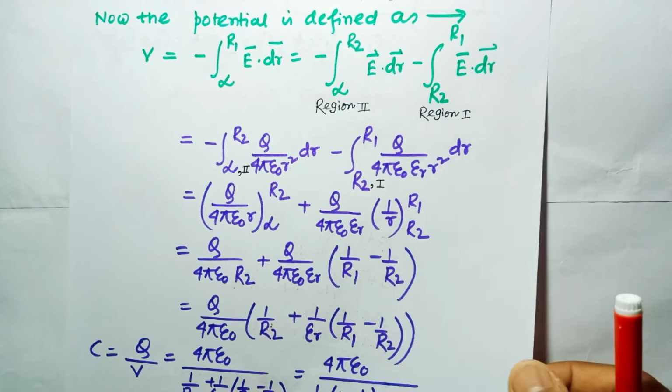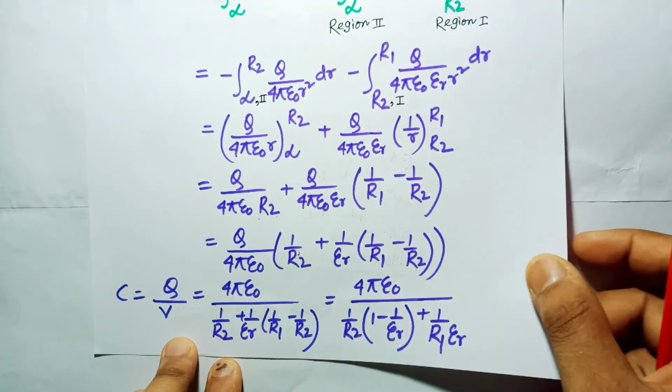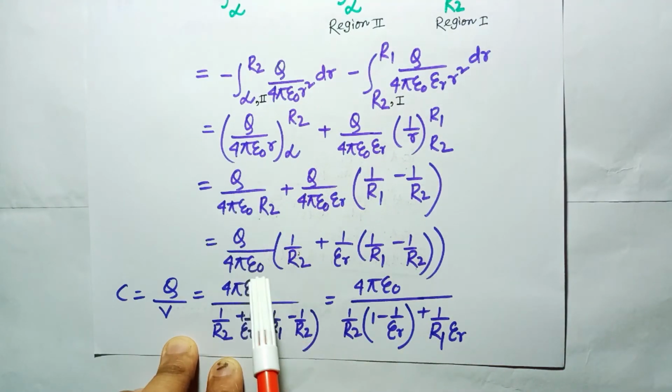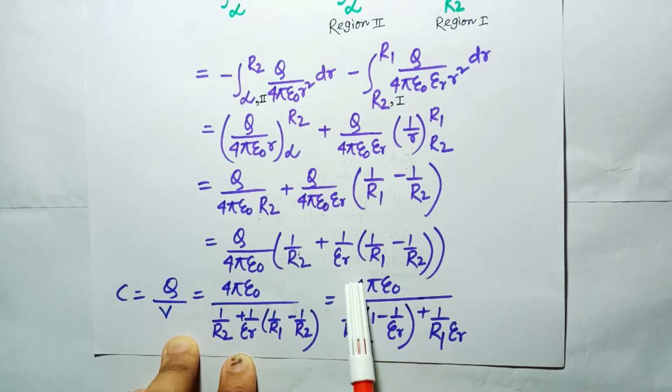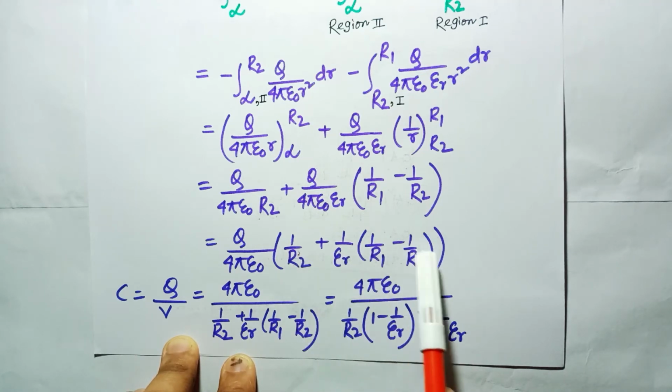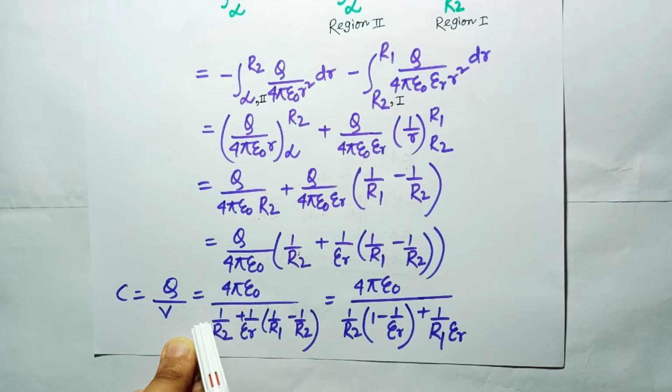After calculation, V comes out to be Q by 4 pi epsilon naught times 1 by R2 plus 1 by epsilon r times 1 by R1 minus 1 by R2. So what will the capacitance be? C is equal to Q by V. So the capacitance will look like 4 pi epsilon naught divided by 1 by R2 times 1 minus 1 by epsilon r, plus 1 by R1 epsilon r. This is the capacitance formula.